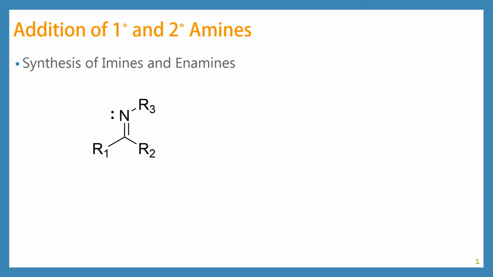Now, in order for it to be an imine, you still have to have a lone pair on the nitrogen. And these R groups could be anything. They could be hydrogens, they could be other carbons. But the important thing is that you have the double bond between the nitrogen and the carbon. And if you protonate it, this becomes what is called the iminium ion.